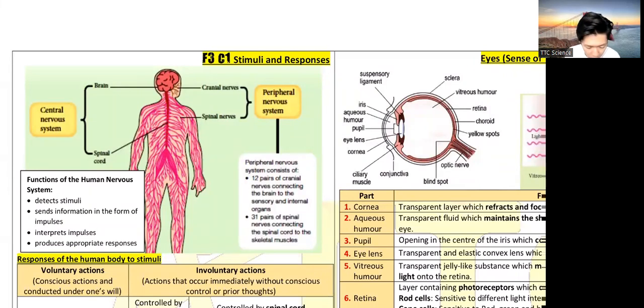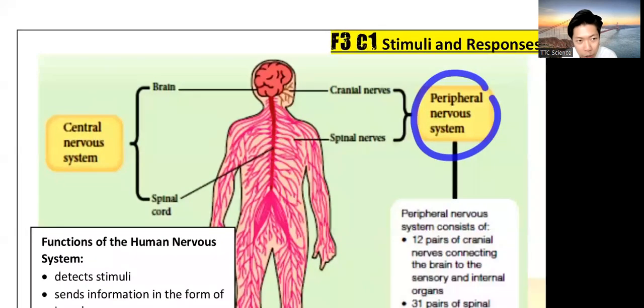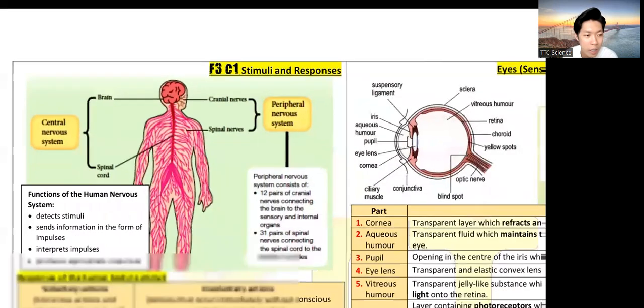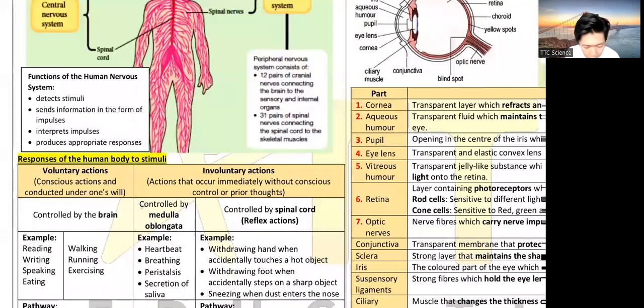The central nervous system is the main part that controls your whole body, which is your brain and spinal cord. Then peripheral is more like the branches, the cranial nerves that branch out to your eyes, your nose, your tongue. Then spinal nerves are the ones that branch out from your spinal cord.